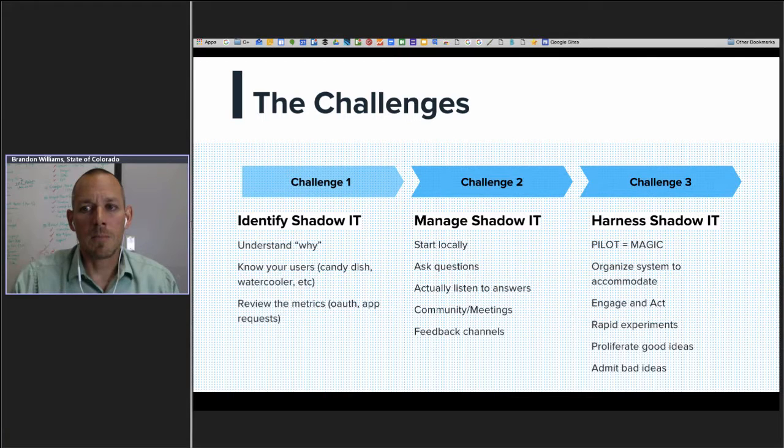The other thing is, obviously, when you find that group and you manage them, get them to start having regular meetings, maybe on a monthly basis or so. We have 22 different organizations, and each of our Shadow IT groups meet on roughly a monthly basis, and then we have a presence at each of those meetings to be able to ask questions. That's half of it. The other half is actually listening to the answers.